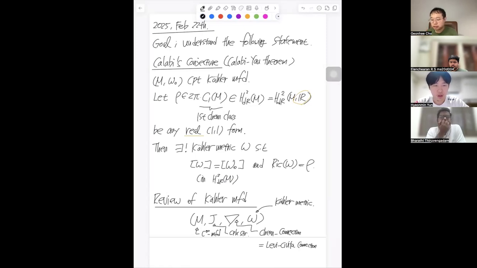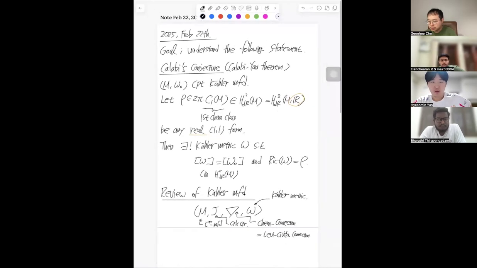Then the Calabi conjecture states that there exists a unique Kähler metric omega. This omega is different from the initial Kähler metric omega naught. So omega and omega naught are the same in the second cohomology class, and the Ricci form of omega coincides with this rho. And this rho was an arbitrary representative of 2 pi times the first Chern class, and we can always induce the Kähler metric uniquely.